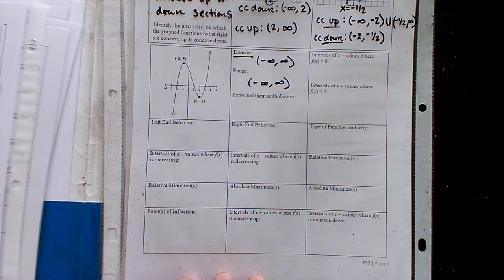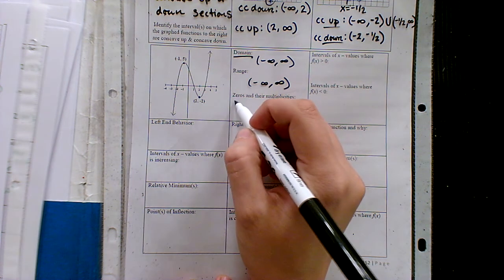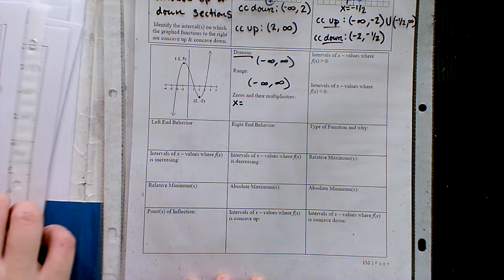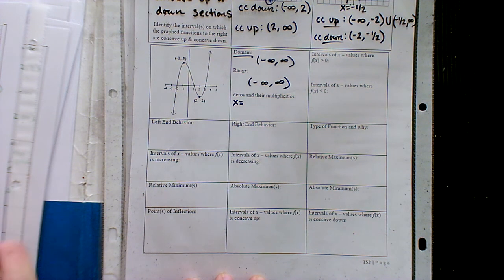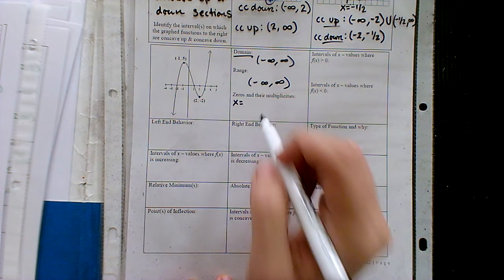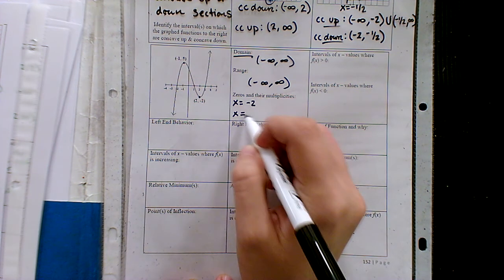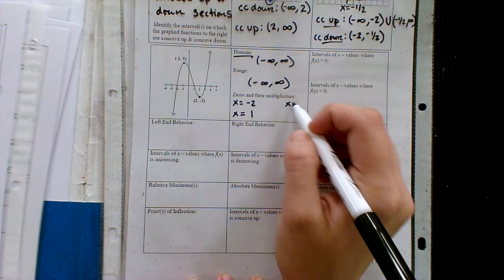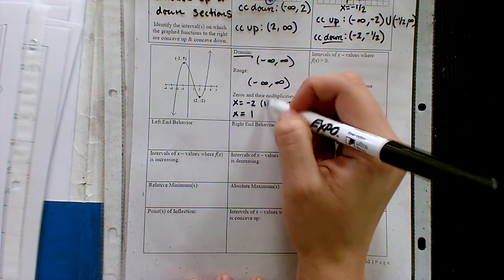All right, zeros and their multiplicities. So can we find the x-intercepts? And then based on the way the graph looks at those spots, we should be able to determine their multiplicities. Can we find some x-intercepts? -2, 1, 3. What about their multiplicities? Good, Hadley? They're all 1. How'd you know? Straight through.